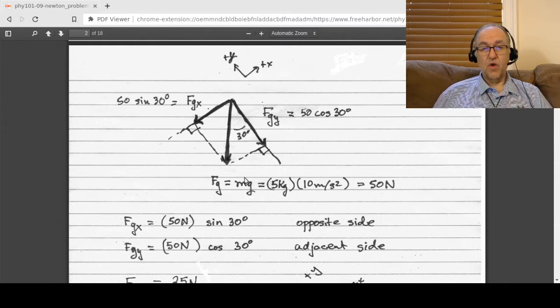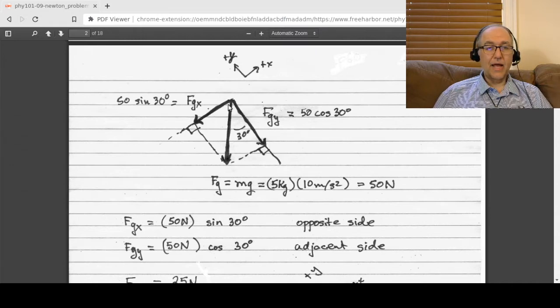Okay, because it's a part of the right angle triangle here. So you go, all right, FGX, and here I go 50 newtons, but I use the sine because it is the opposite. This length here is opposite that 30 degrees there, and that length there is the same as FGX. So you're saying, why am I looking at this length in here? Well, because that length there is exactly the same length as FGX.